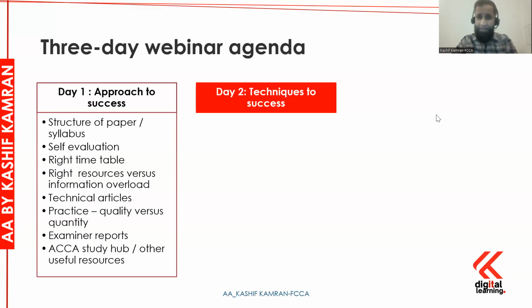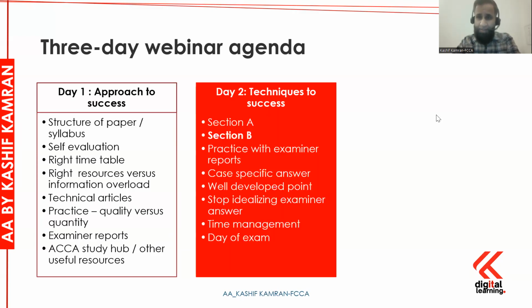Now, on day 2 today, we are focusing on techniques to success. In that case, I'll be looking at Section A techniques, then the Section B techniques. I'll be looking at practice with examiner report, how crucial examiner reports are. I did recommend that yesterday, to read them, but I'll try to give you a better idea about how you go about examiner reports and what can be the benefit at this point in time when exams are just 3 weeks away. Case-specific answer, because that's crucial for Section B.